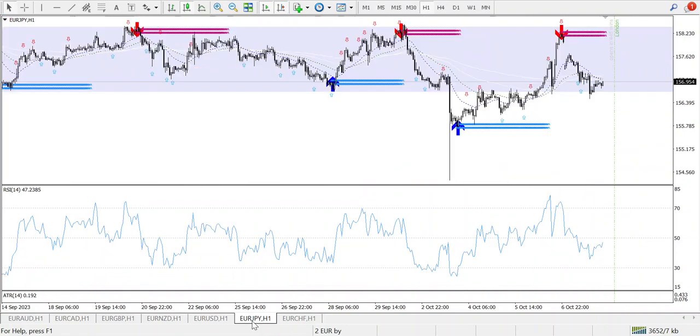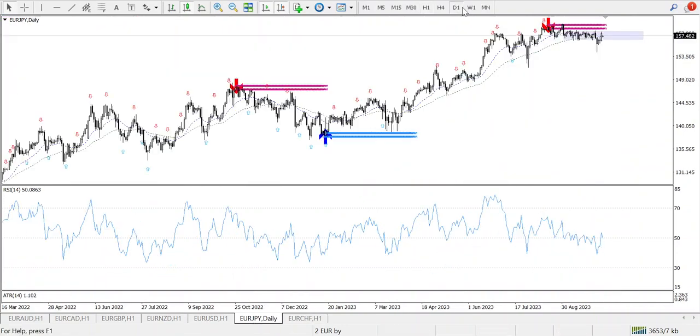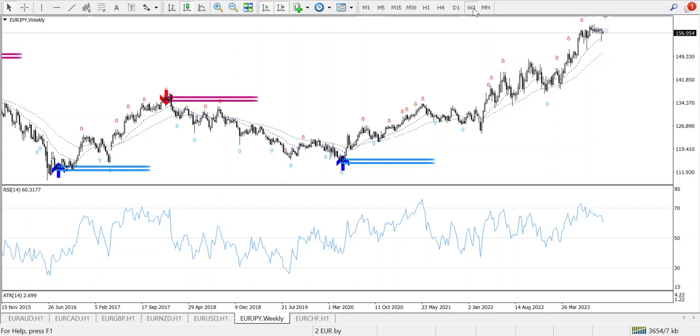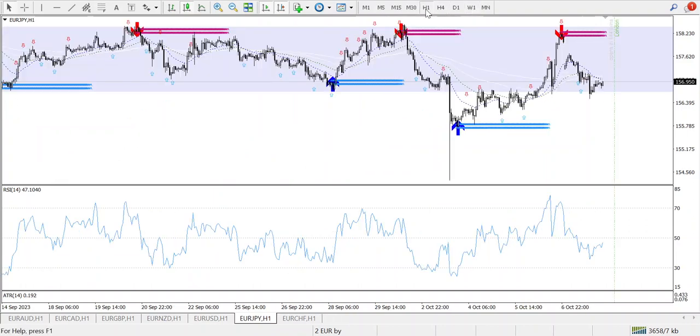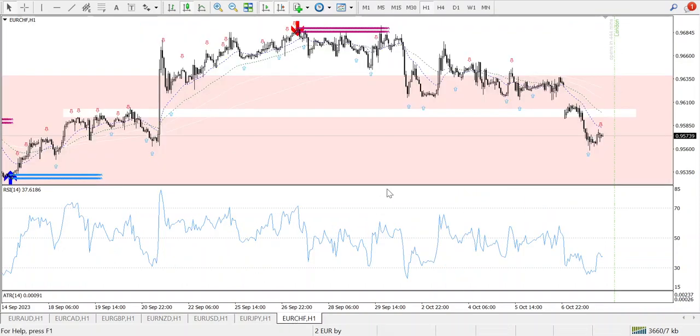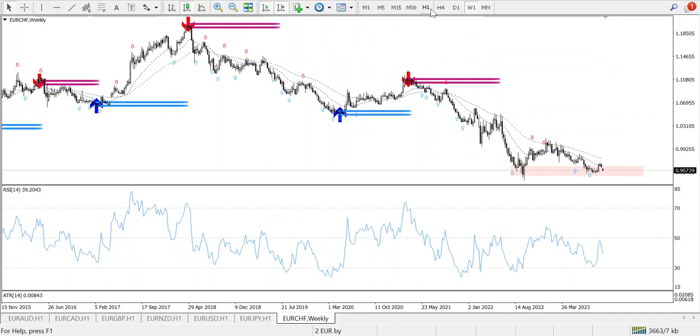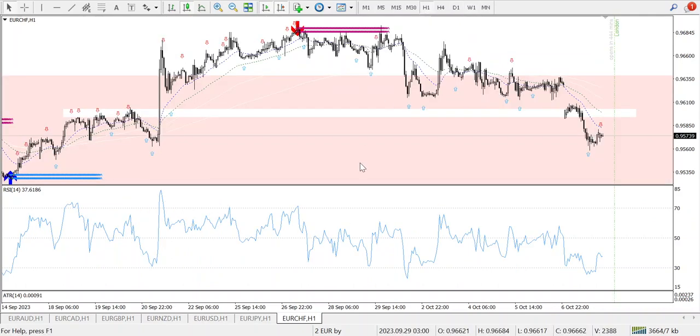Okay, I've taken two trades, and I am not planning to take more than 3 to 4 trades. Okay, I'm not taking this trade. Euro JPY, Euro CHF, weekly down, down, down. There is nothing here to take a trade on. Going to the next profile, USD.